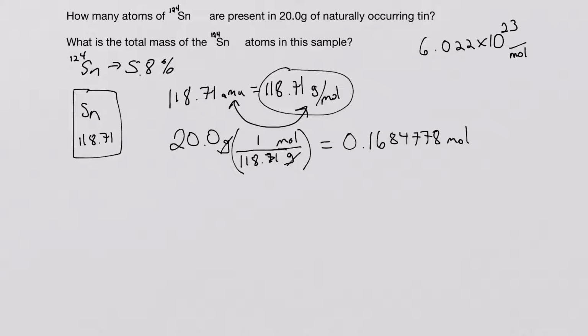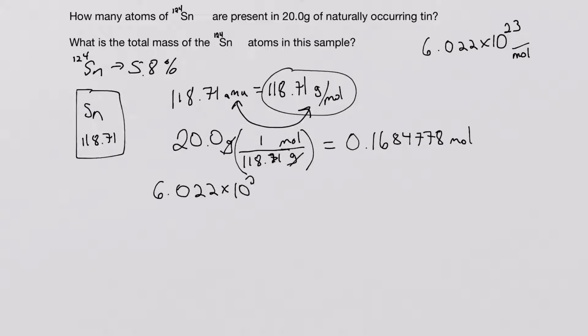So I don't actually have this number of tin atoms. I've got 16% of that number of tin atoms. So let's figure out what that actually is. I know that a mole is 6.02 times 10 to the 23 things in every mole.